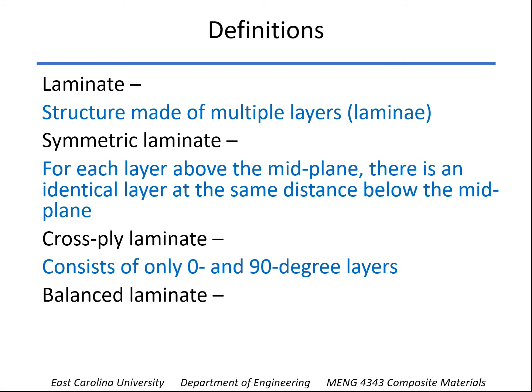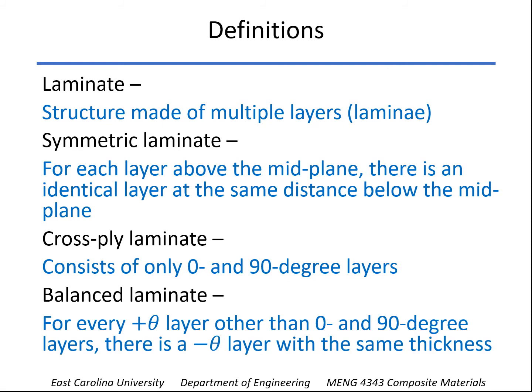A balanced laminate means that if you have a plus theta layer, you have to have a minus theta layer with the same thickness to balance those properties out. Now, 0 and 90 degrees would not be included in that because if you think about it, a 0-degree direction or a minus 0-degree direction, well, the fiber is really in the same direction. Same thing with a 90. A plus 90, minus 90 is really the same. So if there's a plus theta layer other than 0 or 90, you have to have a minus theta layer for that to be balanced. And we'll see what the effect of that is on material response in a little bit.